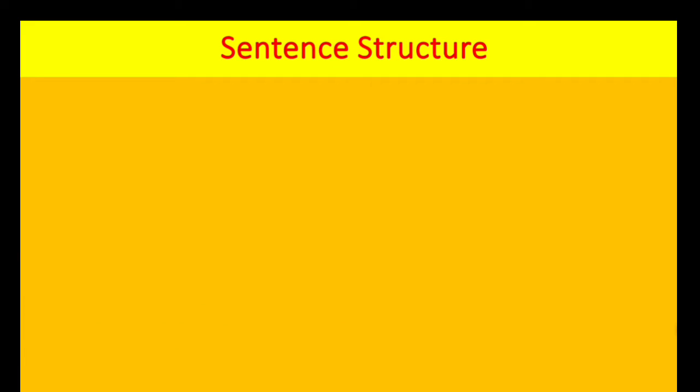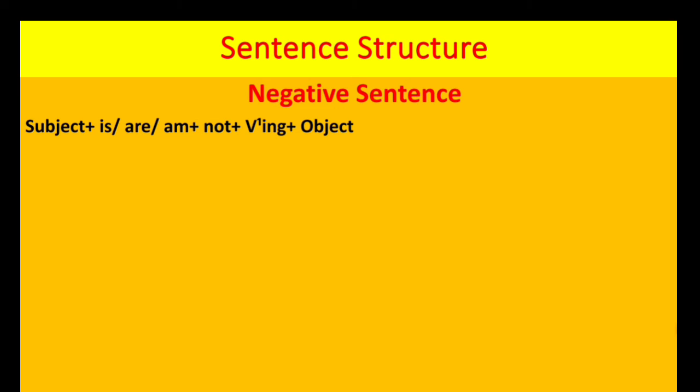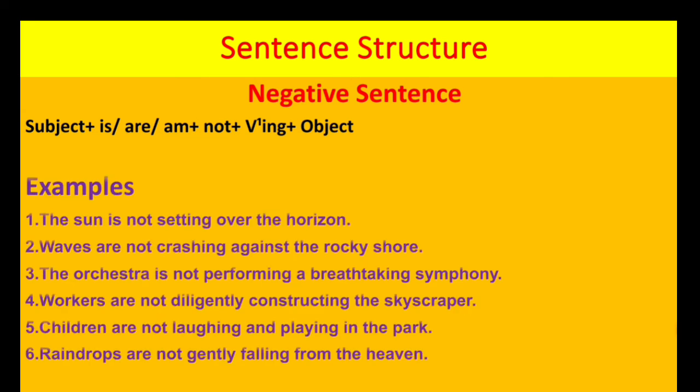Now let's see the sentence structure of negative sentences. In negative sentences, subject is followed by helping verbs is, are, am, then we add not, and then first form with ing and object. The examples are: The sun is not setting over the horizon. Waves are not crashing against the rocky shore. The orchestra is not performing a breathtaking symphony. Workers are not diligently constructing the skyscraper. Children are not laughing and playing in the park. Raindrops are not gently falling from the heaven.